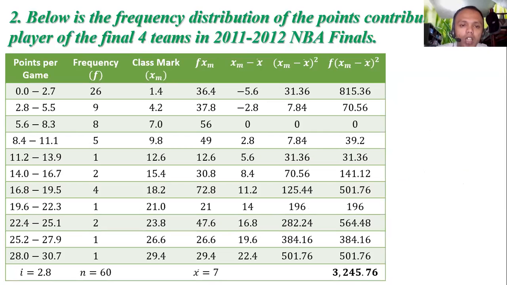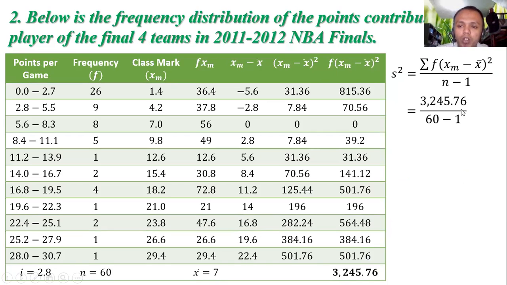Next, again, lahat na kinompute ko na. So what you need to do na lang here is to find the variance. So given the sum of all of the product of frequency and deviation, we have here 3,245.76 divided by n minus 1, your n is 60. So 60 minus 1 is 59. Then divide natin, that would be equal to 55.01.